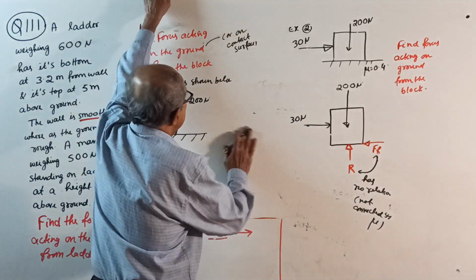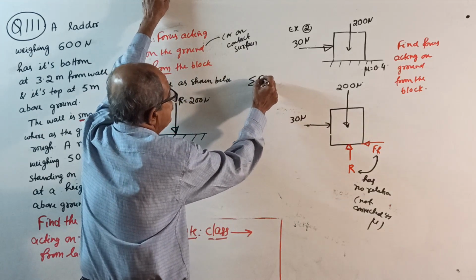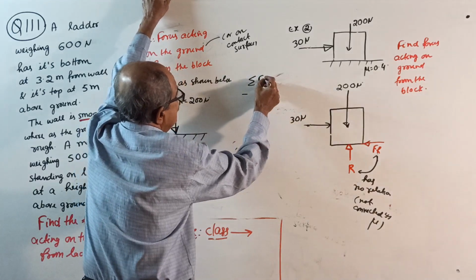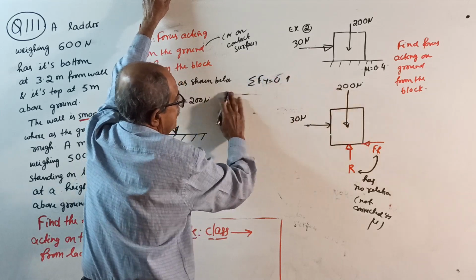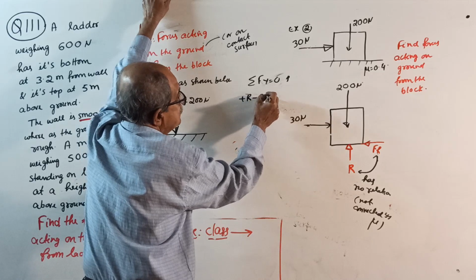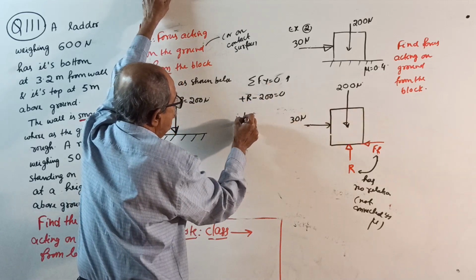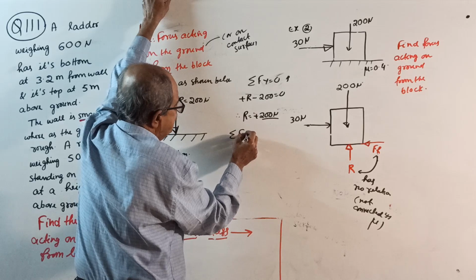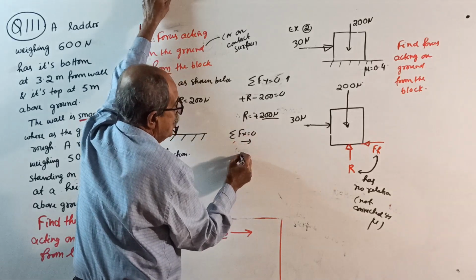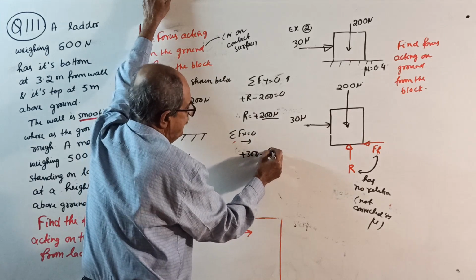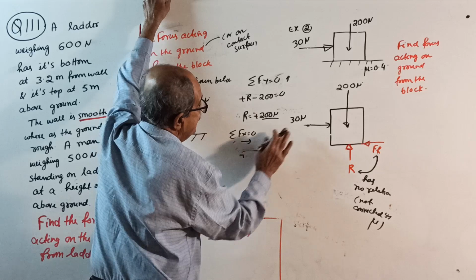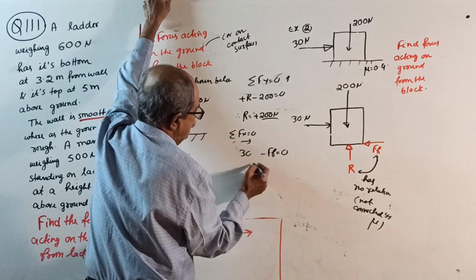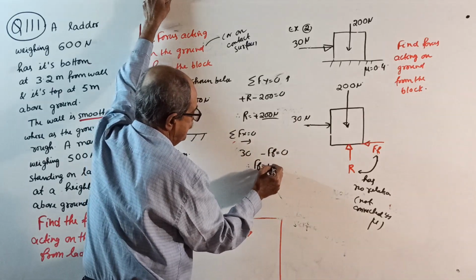Okay, start. Sigma Fx equal to 0; I will not use it now. Why unnecessary? Sigma Fy equal to 0, upward positive. Plus R minus 200 equal to 0. Therefore, your R equals plus 200 Newton. Sigma Fx equal to 0, take right side positive. You get plus 30 minus Ff equal to 0. Therefore, your frictional force is plus 30 Newton.